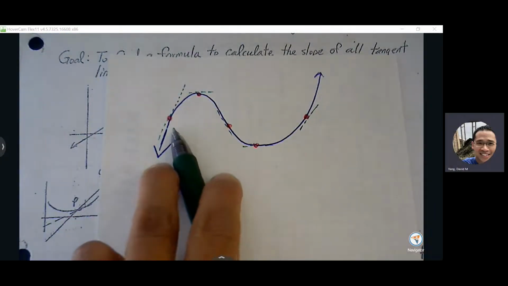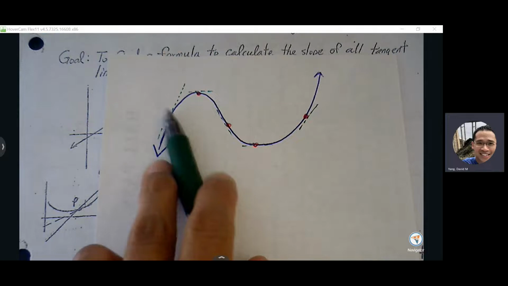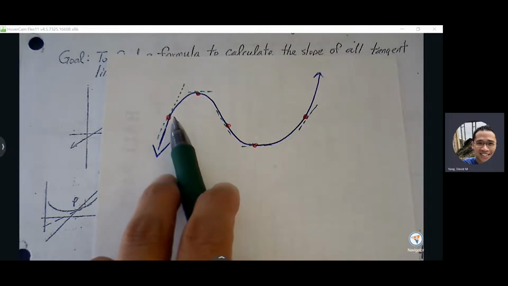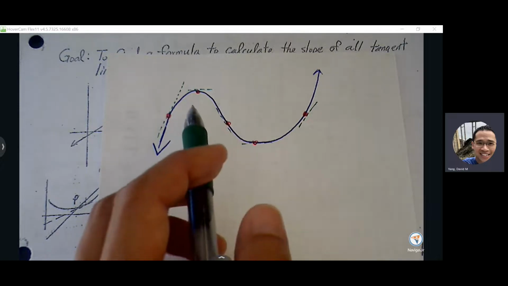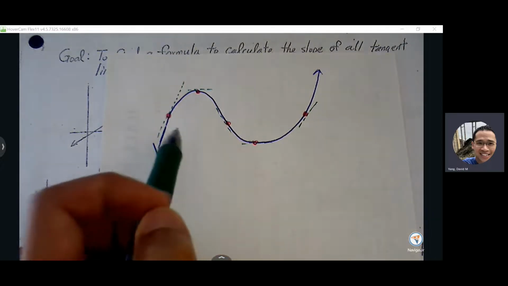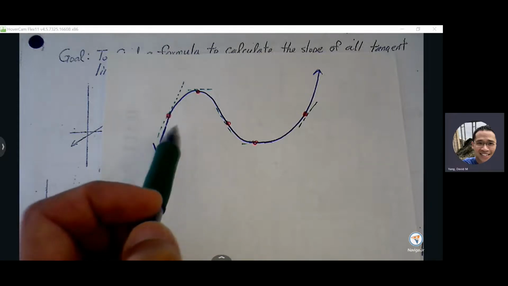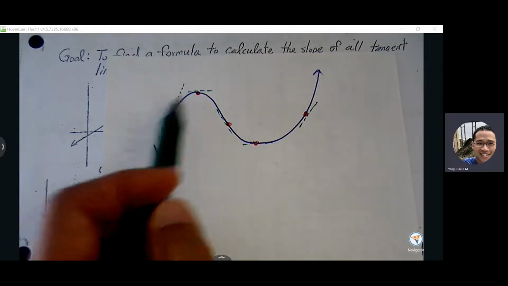Okay, so this first point here, if you had to guess, what's the slope at this point? 2 or 3. Right, some positive slope, steeper than 1. But right now we're never going to have to give a correct estimate. I just want us to be able to assign these as positive, 0, or negative. So this is a pretty steep slope in the positive direction.